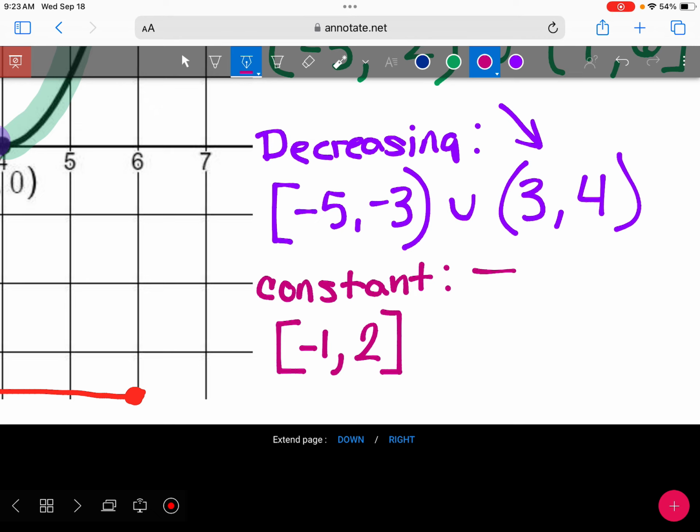Decreasing is falling, increasing is rising, right? Looks kind of crazy, but not awful. Okay? Questions on this one? Wait, so the brackets are for not included? I mean, bracket is included. Parenthesis is not included.